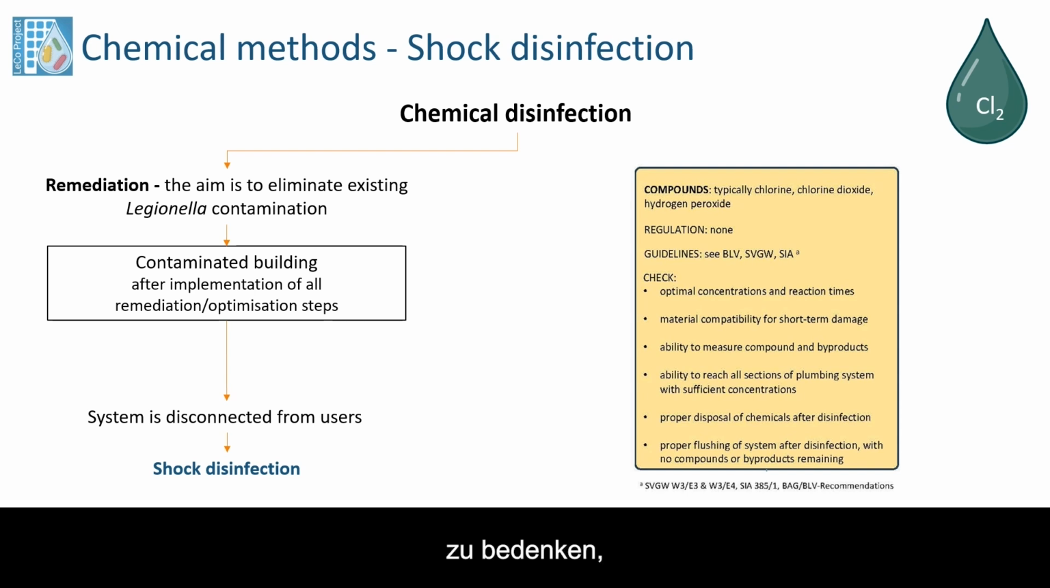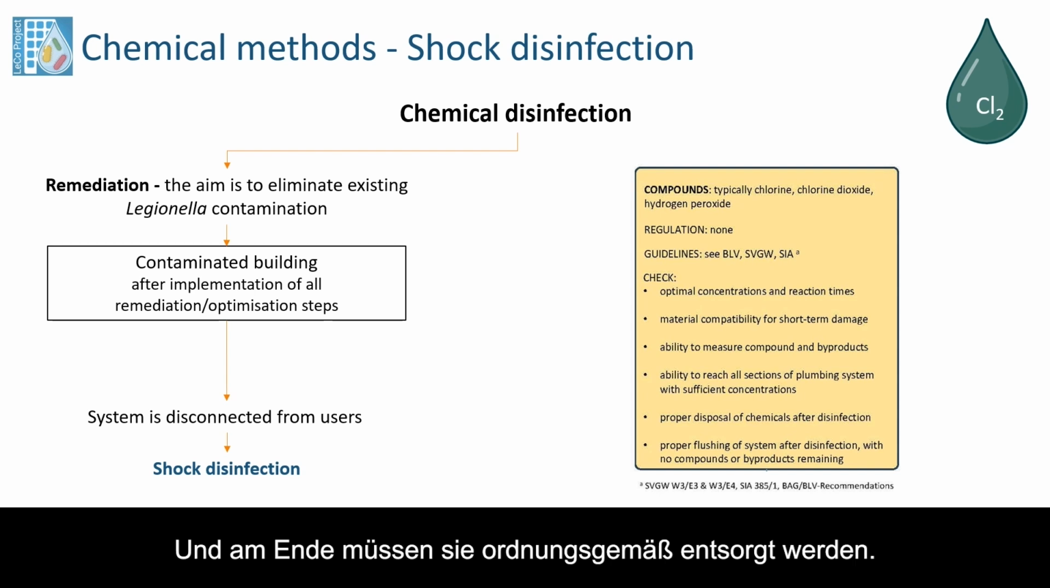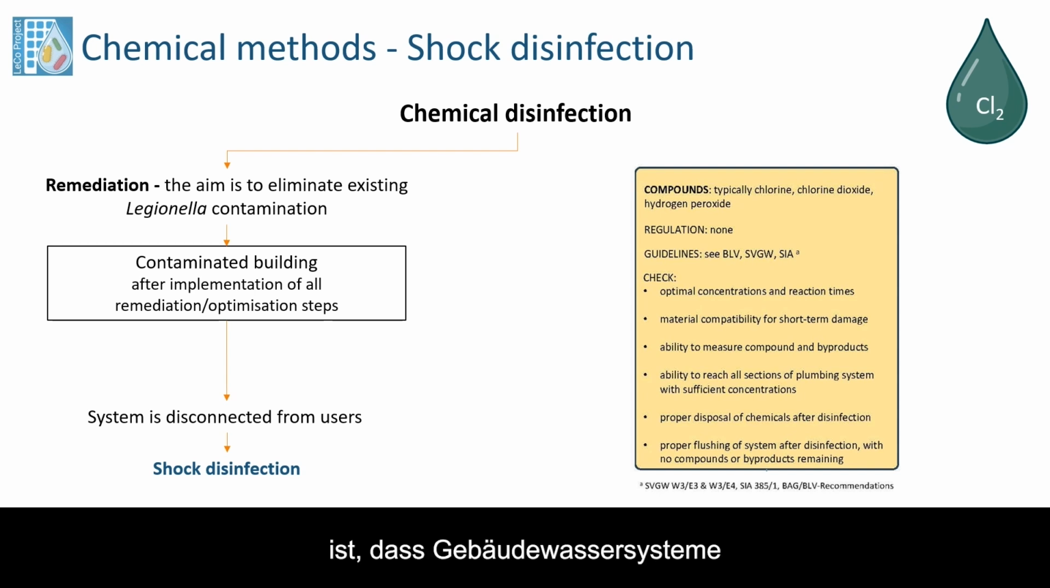Also, it is important to keep in mind that not only the compounds that you use have a health risk or environmental impact, but also their byproducts. So it's important to measure for the compounds but also for the byproducts, and in the end, to properly dispose of them. Very important is that building plumbing systems are very complex, and often not all sections are reached. But Legionella can grow in very distal parts of the system, so it needs to be made sure that with the disinfection, every single tap is reached.